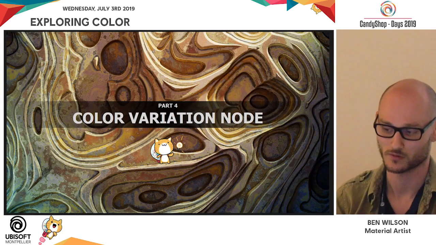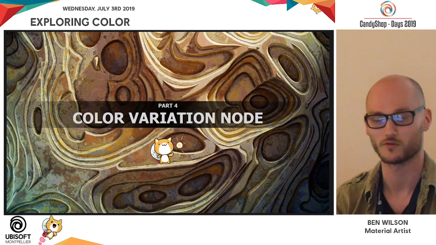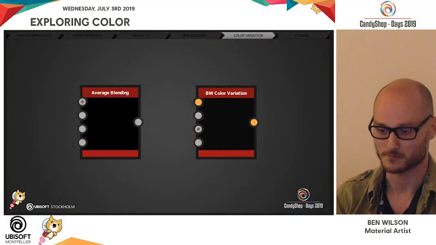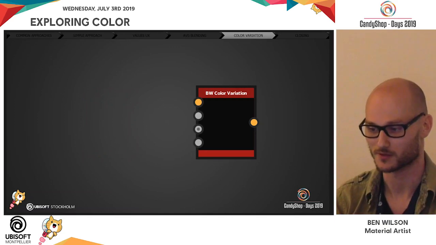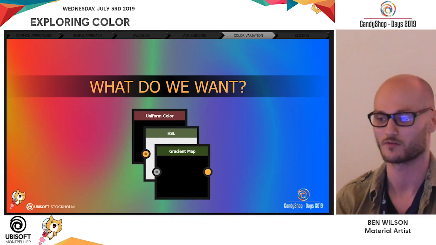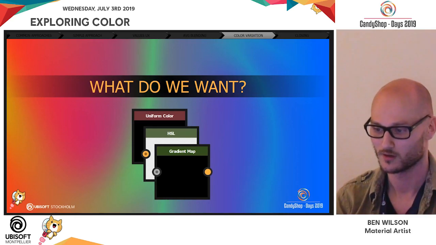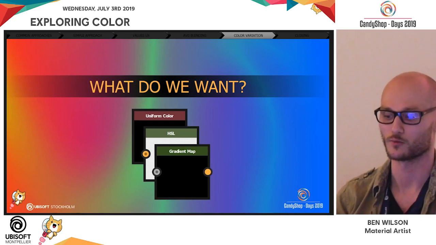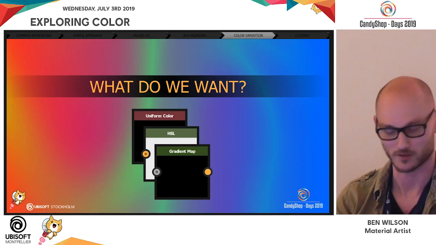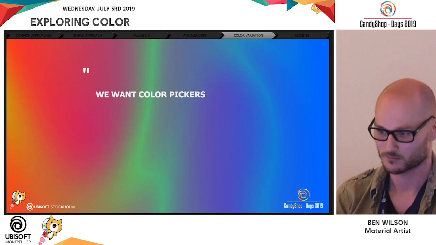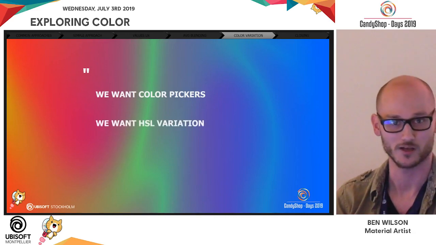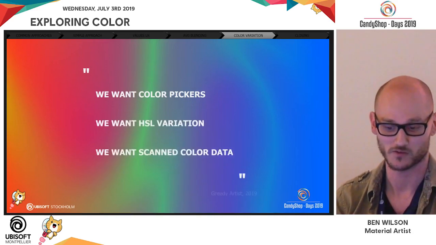So now that we've got good color gradients, let's move into the actual implementation of the color variation node, which is part 2 of the 2-part nodes. So I first started this journey by trying to define what it was that we actually want. We essentially want a way of combining all the good things about these nodes and doing it procedurally, and packaging it up and exposing some nice flexible parameters. So to clarify a little, we know we want color pickers. We know we want HSL variation, and we know that we still want to use scan data.